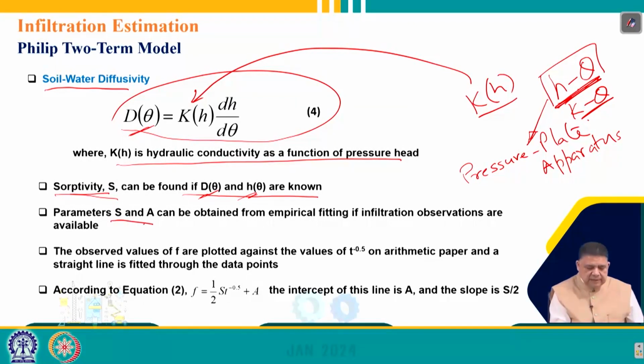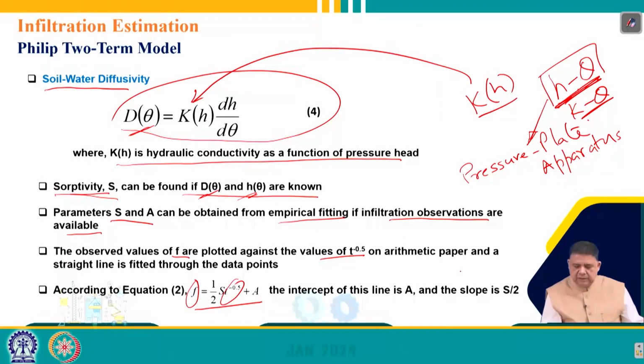And parameters S and A can be obtained from empirical fitting if infiltration observations are available, similar to previous equations like Horton and Green-Ampt. The observed values of F are plotted against the values of T to the power minus 0.5, that is the equation we saw, F equals half S T to the power minus 0.5 plus A. If we plot F against this, then on arithmetic paper we will get a straight line relationship, and the intercept of this line is A and the slope is S by 2.